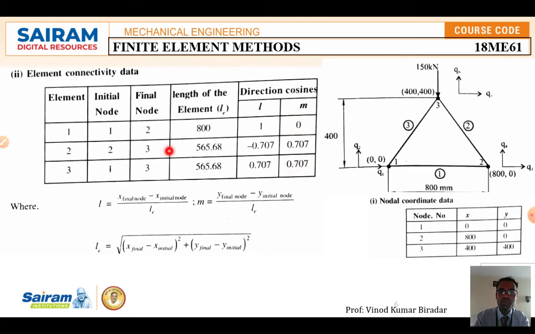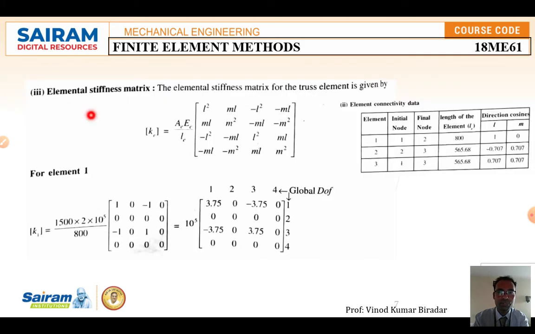Once you finish this, go for the next step, the element stiffness matrix. The element stiffness matrix for a truss element is K equal to AE by L times the matrix with L squared, LM, LM, M squared. I already told you how to remember this formula. Once again, you only have to remember these first four terms: L squared, LM, LM, M squared. Write them as they are on this side, and on the other side put a negative sign, so minus.